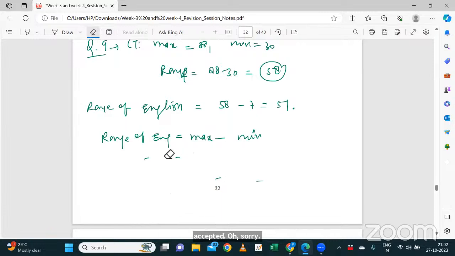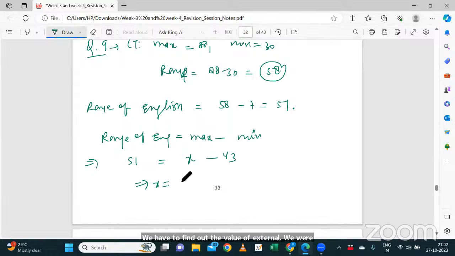Okay, sorry. The maximum is X basically. Range is 51, right? So the maximum is X, and we have to find out the value of X. Don't worry, we were correct. The minimum is 43, so X will be 51 plus 43. That means 94, right?